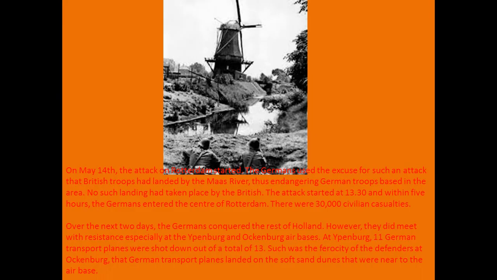On the 14th of May, the attack on Rotterdam started. The Germans used the excuse for such an attack that British troops had landed by the Maas River, thus endangering German troops based in the area. No such landing had taken place by the British. The attack started at 13:30 hours, and within 5 hours, the Germans entered the city of Rotterdam. There were 30,000 civilian casualties.